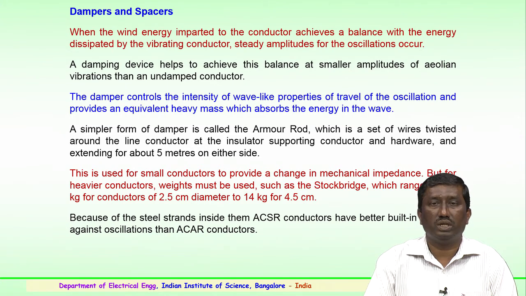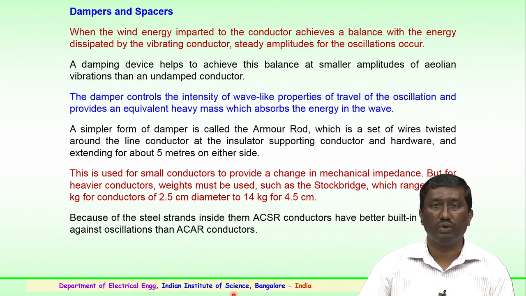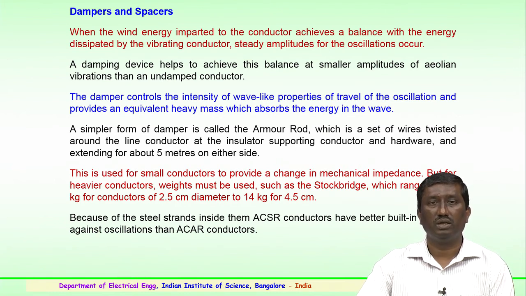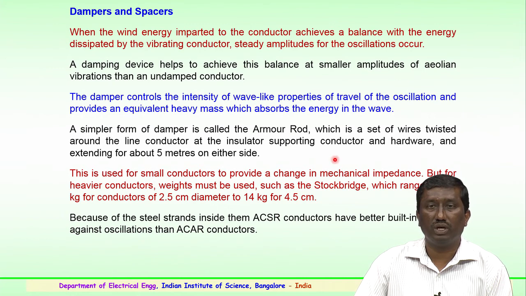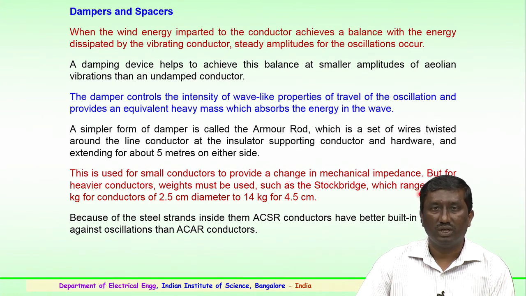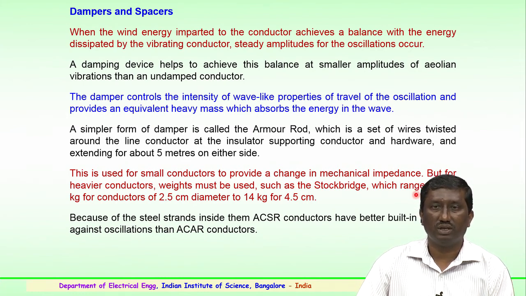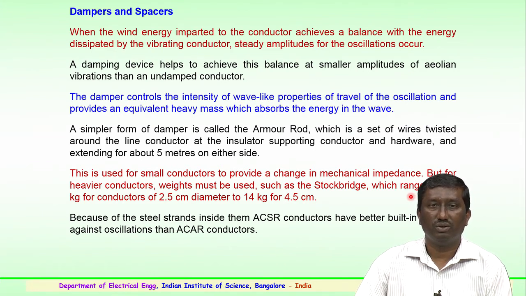So, the damper controls the intensity of wave like properties of travel of the oscillation and provides an equivalent heavy mass which absorbs the energy in the wave. So, the oscillations containing the higher energy will be absorbed by the damper, which tries to reduce the oscillations. The simple form of damper is called the armor rod. So, when the conductor is connected to the insulator string with the armor rods, this is one of the simplest dampers where the oscillations are reduced, which is a set of wires twisted around the line conductor at the insulating support and hardware, extending for about 5 meters on either side, total around 10 meters.